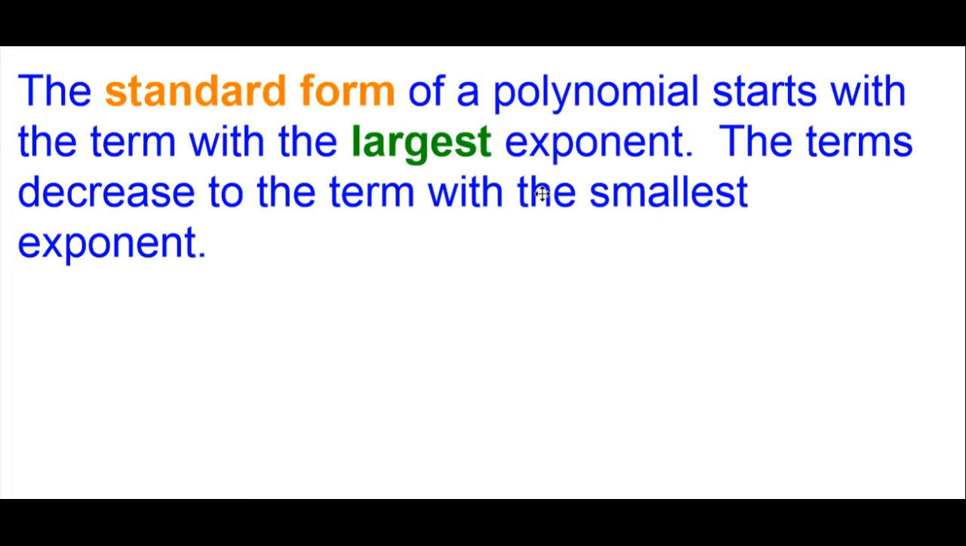Now, in a polynomial, we have this thing called standard form. Now, the standard form of a polynomial starts with the term with the largest exponent. The terms will then decrease to the term with the smallest exponent. So like in the example I had in the last problem, 3x plus x squared plus 2, this is not in standard form because it does not start with the x squared.